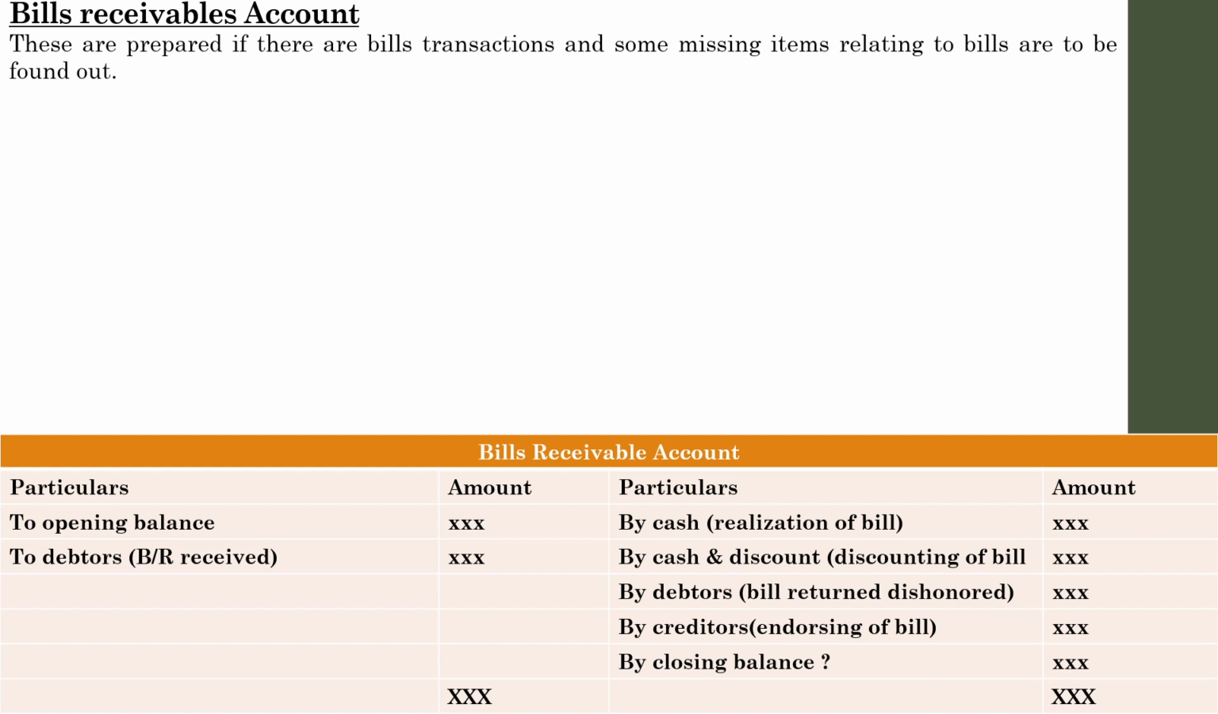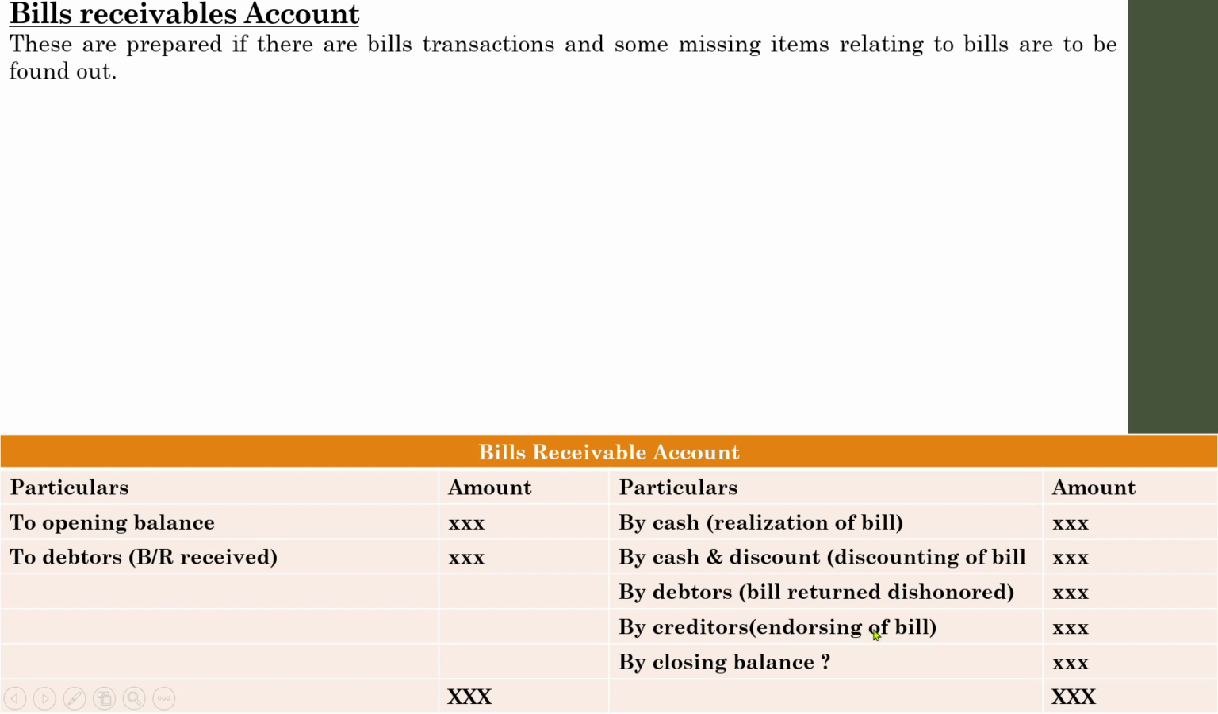We all know bills receivable account is an asset. So the opening balance will be on the debit side. After that, to debtors. Whenever a bill is created, it will be shown on the debit side, and on the credit side, whenever cash is received, the bills receivable account will be reduced. When cash and discount is there, in case of discounting of a bill, by debtors whenever a bill is dishonored, and by creditors whenever we settle any liability towards the creditors by providing the bill.